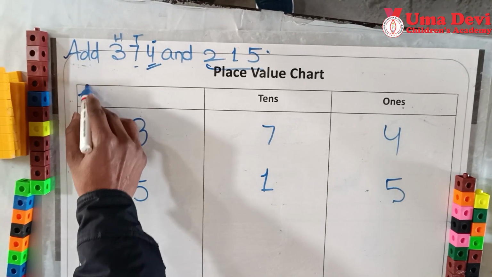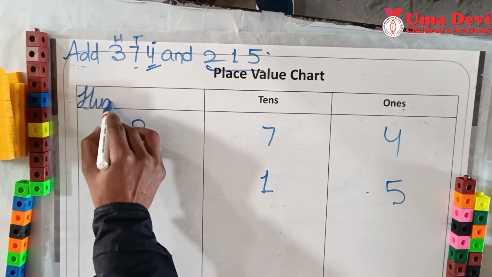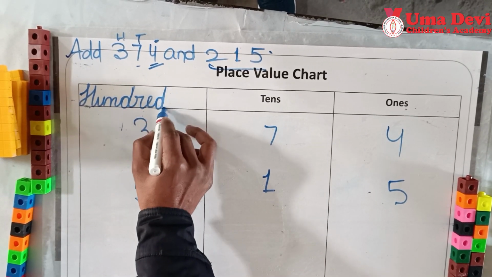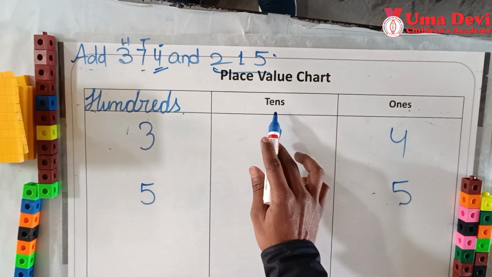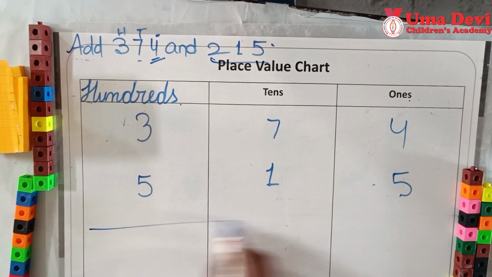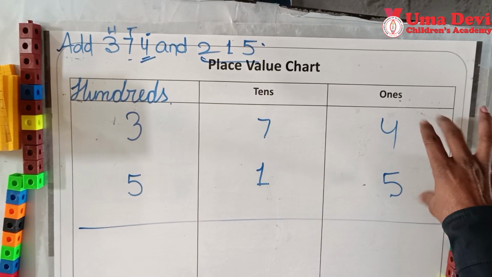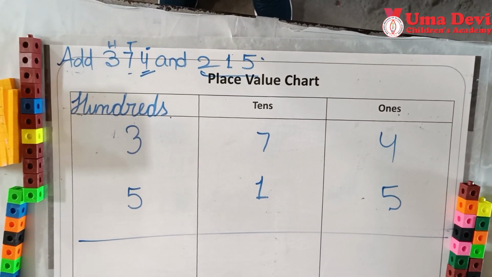Oh, I forgot to write hundreds here. It is the hundreds column. Okay, it is ones, tens and hundreds. So like this we will add. Look here, we will start our addition from ones.